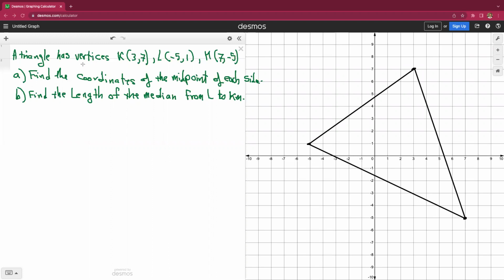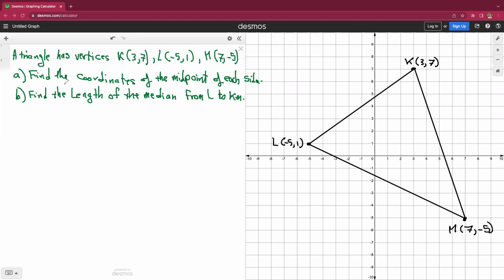So what's the meaning of the word vertices? Vertices are these 3 points. We call them the vertices of the triangle. So this point, this point, and this point. Yeah. So now let's label them. This one is -5 and 1, so this is L. And 3 and 7, which is this one, and that's K. And then this one, M, which is 7 and -5.